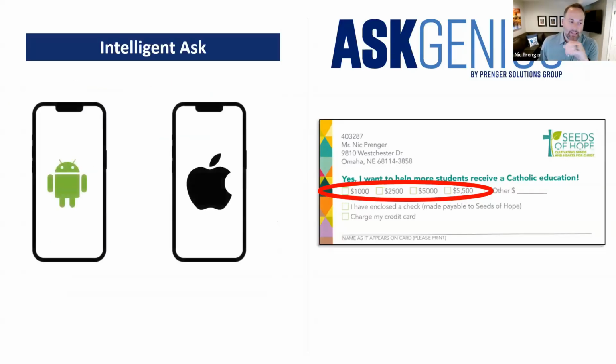Now, intelligent ask, it's limited by what it can be based on, right? Because if your donor just wanders onto your donation page, the donation form doesn't know who they are. So the things it can tell, and this is us pulling back the curtain a bit here, it can tell whether it's an Android or an Apple.